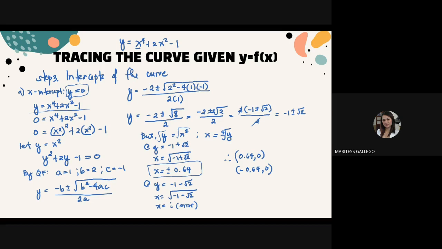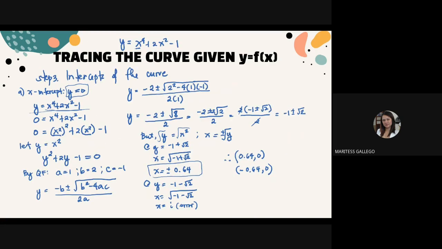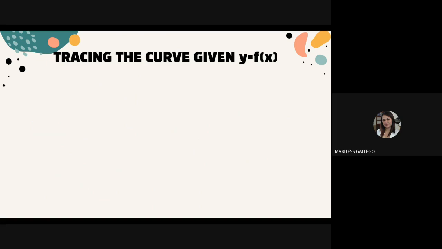Then let's proceed now to the y-intercept. Sa y-intercept naman, asan na tayo? Step 3 pala. Letter A, letter B is for your y-intercept. Intersection ng curve sa y-axis. So we let this to be 0. Inilet natin yung x sa 0. So this is again our function, x squared minus 1.